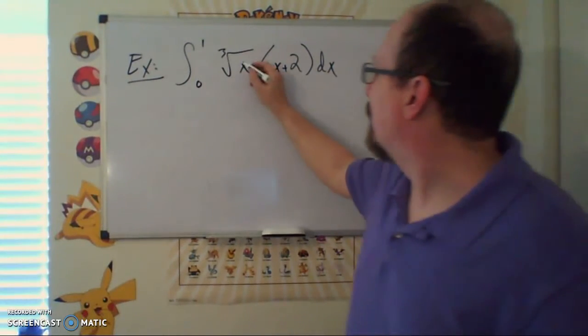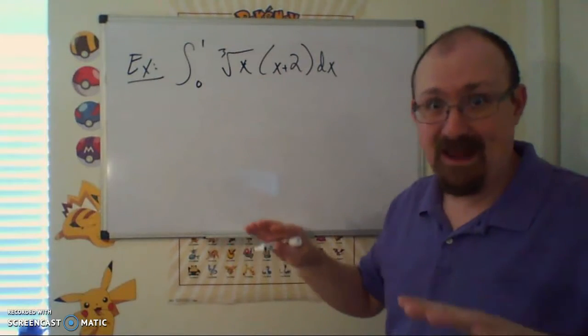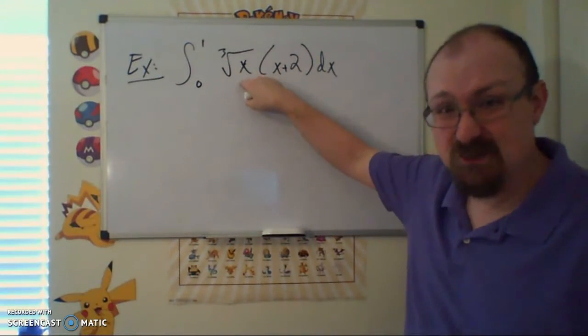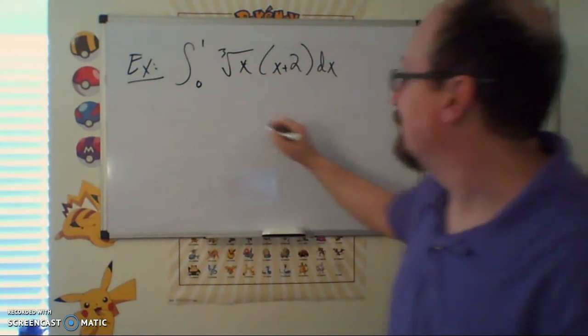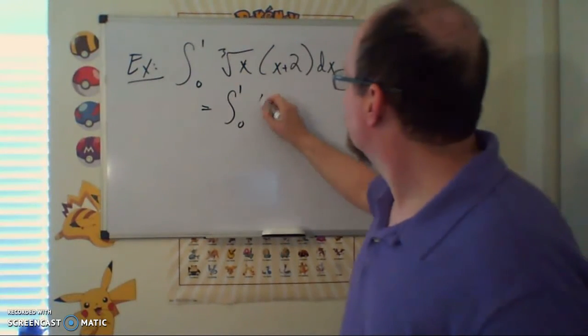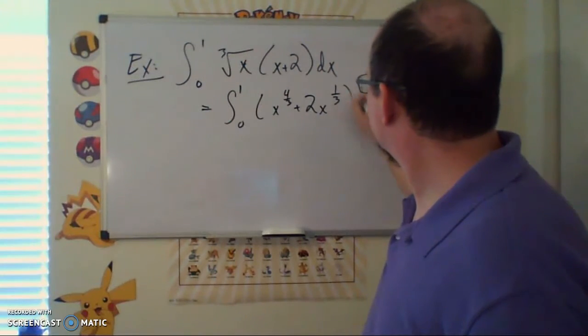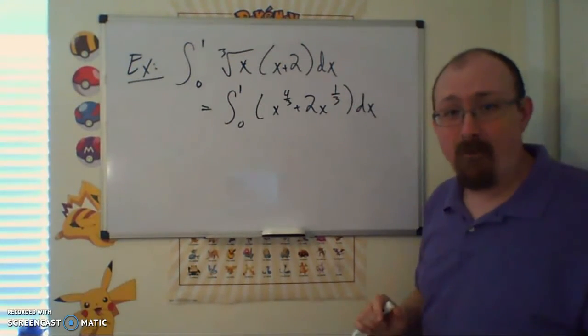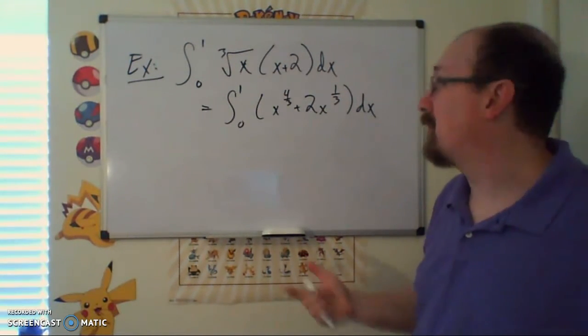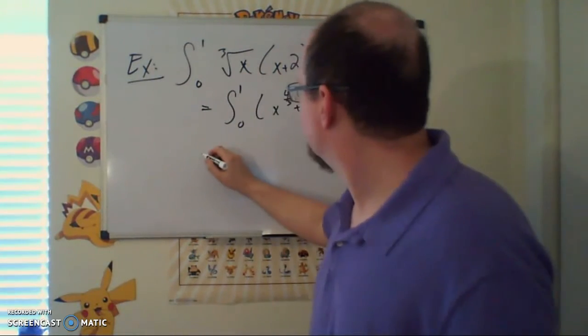So I've got a cube root function floating around out front of one of these guys. So remember, no product rule to get an antiderivative. Turn this thing into x to the 1/3 and distribute. So again, calculus is easy. It's algebra that's hard. So I would get x to the 4/3 plus 2x to the 1/3 once I make this the fractional exponent, split it across.